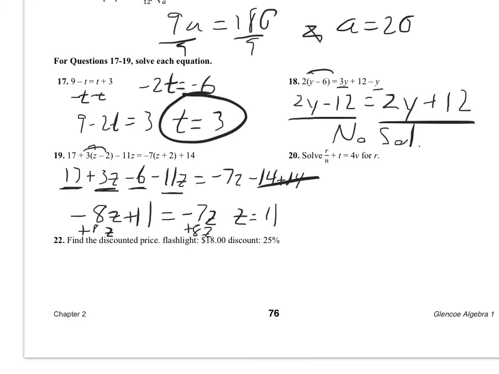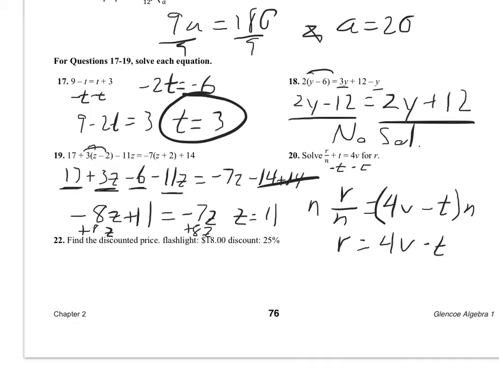And number 20, it says to solve for r. Well, start by subtracting t over. So r divided by n is equal to 4v minus t, and let's multiply n to the other side. So that means r is equal to 4v minus t times n. And number 22, find the discount price. Flashlight costs $18, and you have a discount of 25%. So that means we need to figure out what is 25% of $18. So 25% multiplied by 18 should come out as, what did I say earlier, $4.5.